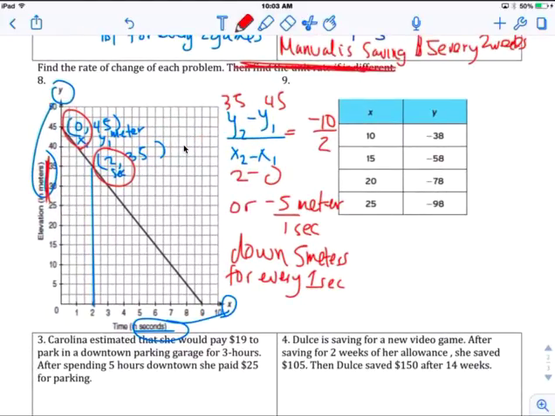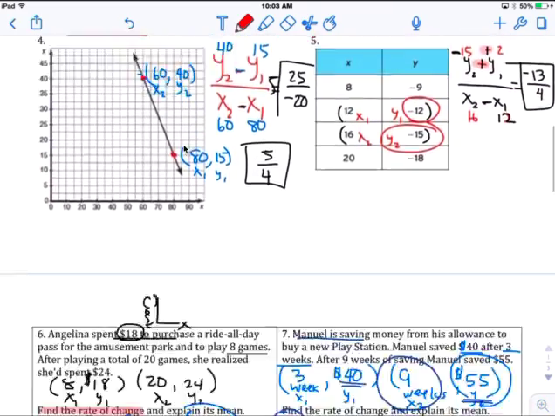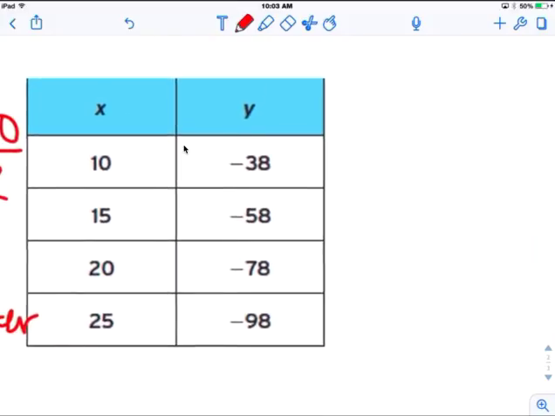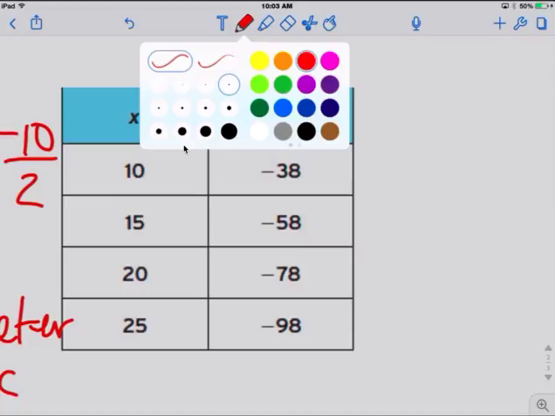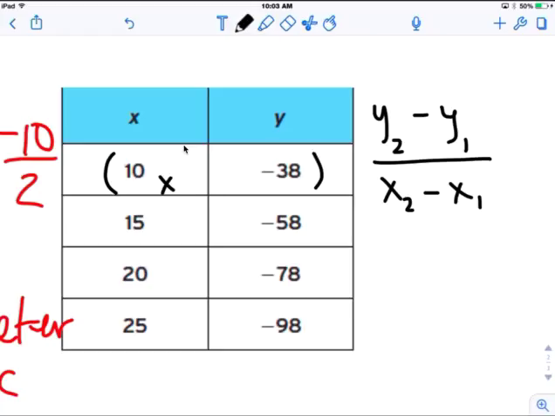Number 9. Is number 9 the same? No, it's different. Okay, I want you to practice your negatives here, doing additive inverse. I'm going to post this after this one, otherwise it gets too long. Y sub 2 minus y sub 1 over x sub 2 minus x sub 1. Choose 2. I'm going to choose the first 2. X sub 1, y sub 1. X sub 2, y sub 2.